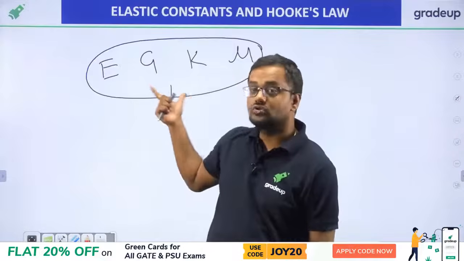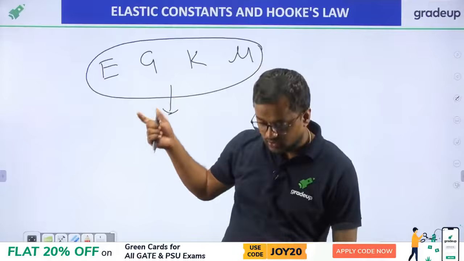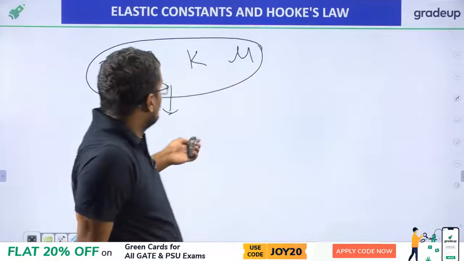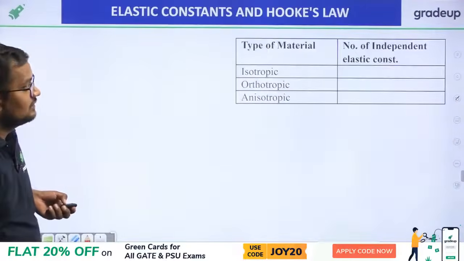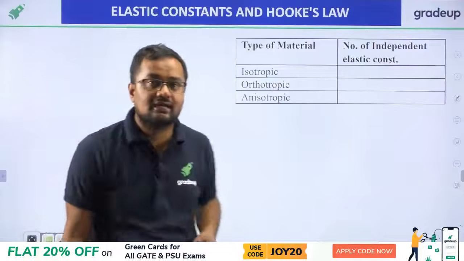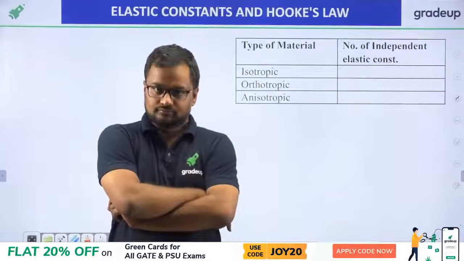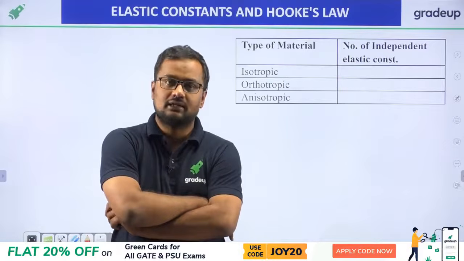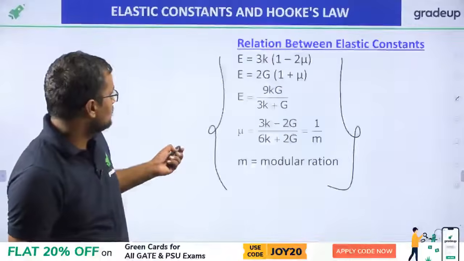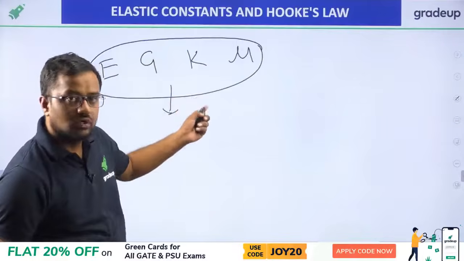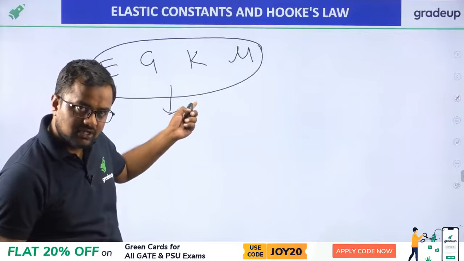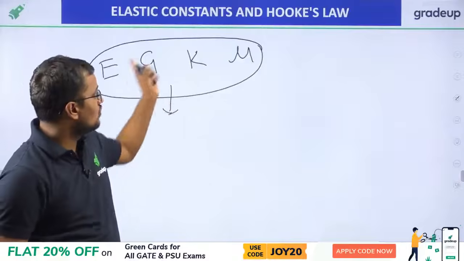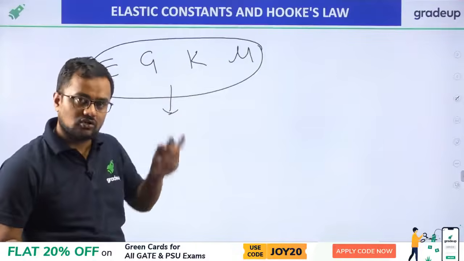Our assumption for all those definitions that I have told you is that the material is isotropic or homogeneous. For those we have 4 elastic constants. My friend, again there is an interesting question in GATE: what is the number of elastic constants for isotropic material? Those all 4 definitions are only for isotropic material.